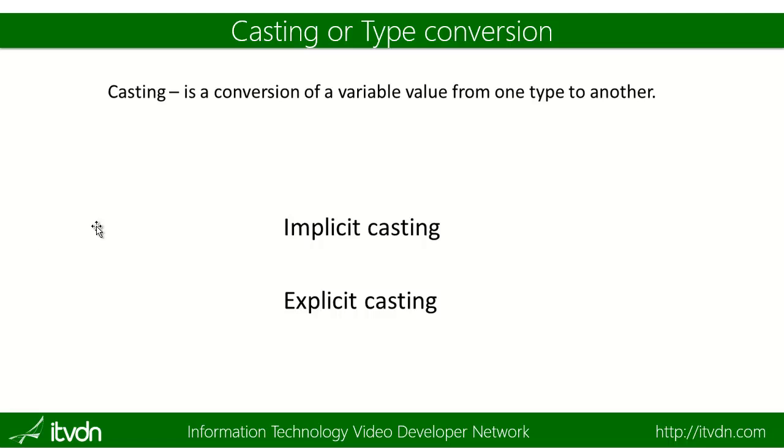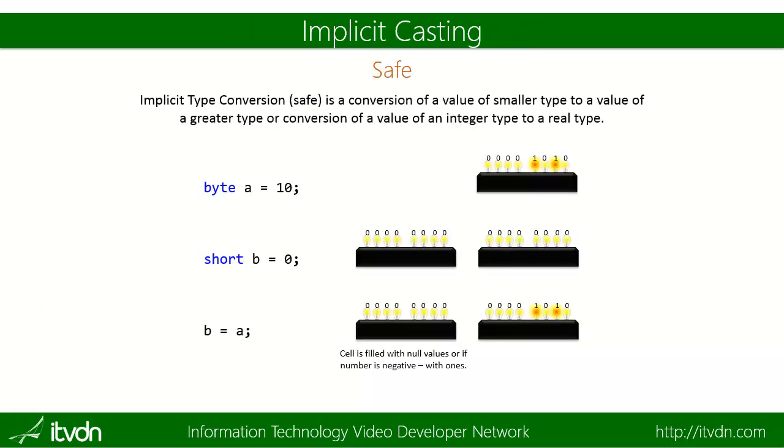Here we have two types of castings. We have implicit casting. It is like a safe type of casting. I will show you in the next slide. And we also have explicit casting. Let's start with implicit casting. Implicit casting or safe casting is a conversion of a value of a smaller type to a value of a greater type, or conversion of a value of an integer type into a real type.